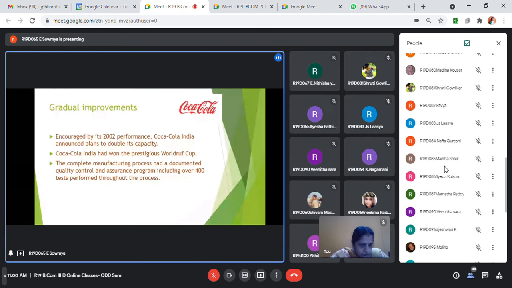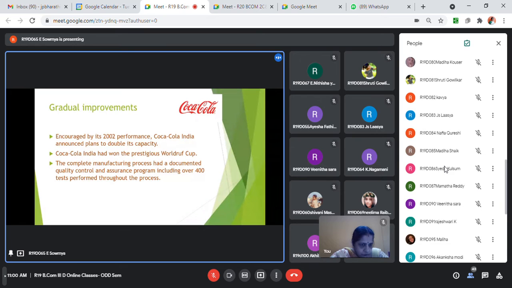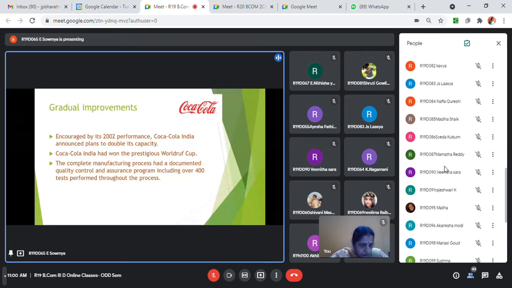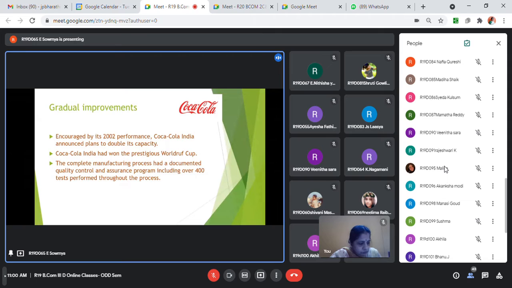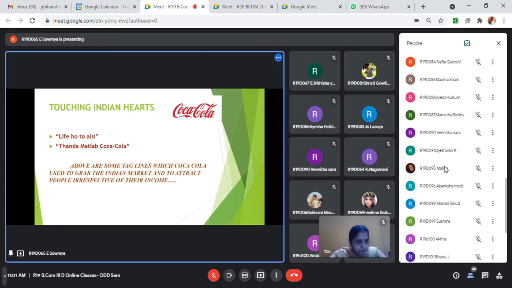The gradual improvements of Coca-Cola: it got encouraged by its 2002 performance. Coca-Cola India announced plans to double its capacity. Coca-Cola India had won the prestigious World Cup. The complete manufacturing process had a documented quality control and assurance program including over 400 tests performed throughout the process.